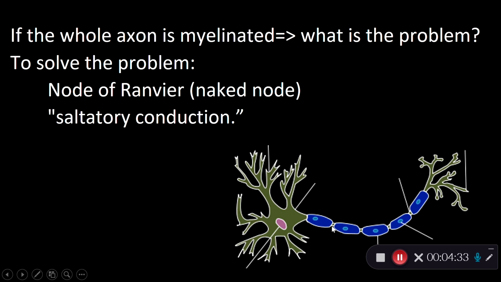And these naked spots, we call them nodes of Ranvier. That's a naked node. Because of these nodes of Ranvier, when a signal travels along a myelinated neuron, it looks like the signal is jumping in between these nodes of Ranvier. So we gave a name for this type of neuron signal traveling. We call it saltatory conduction.